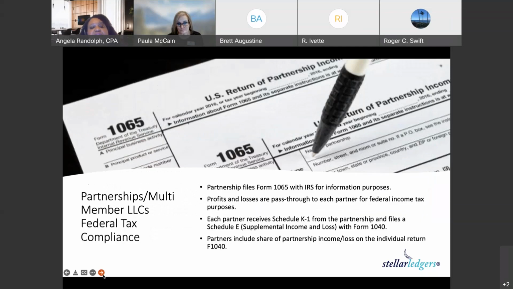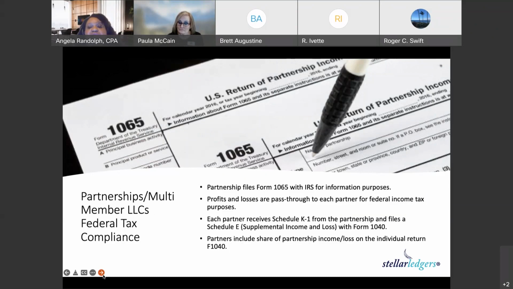So for partnerships and multi-member LLCs, you're going to file a partnership return, which is Form 1065, and it's really an information return. You're not generally paying taxes at the partnership level. Remember, the partnership is a pass-through, so those profits and losses are going to pass to each partner when they file their individual tax return.